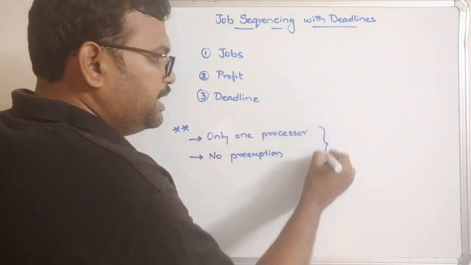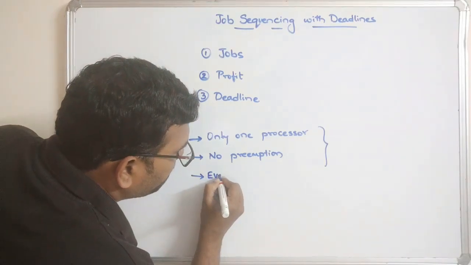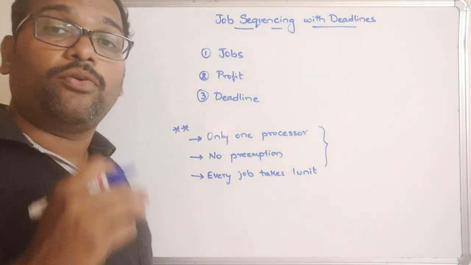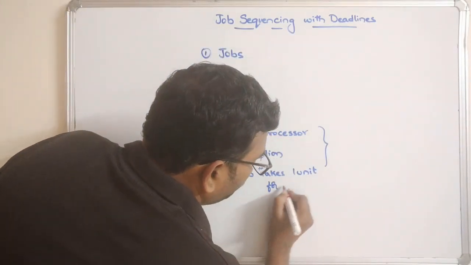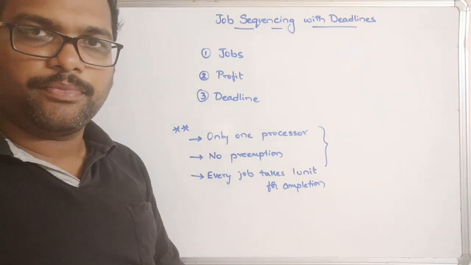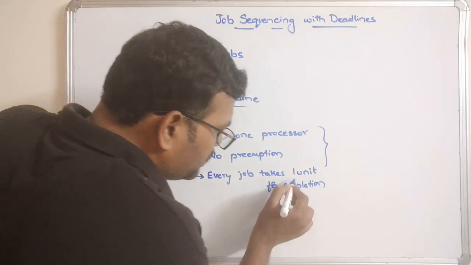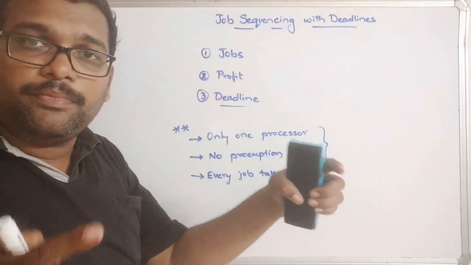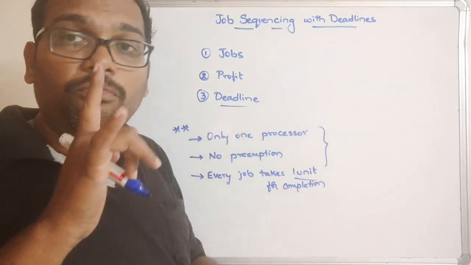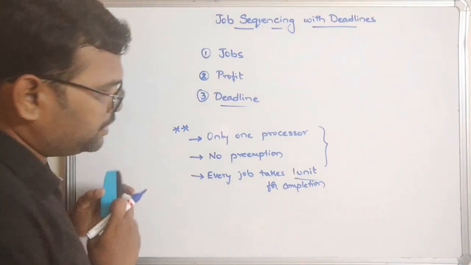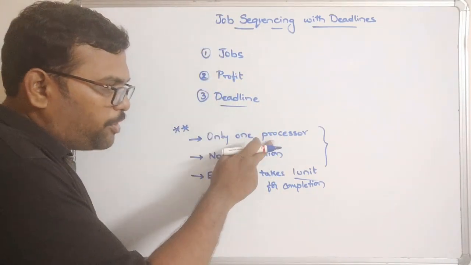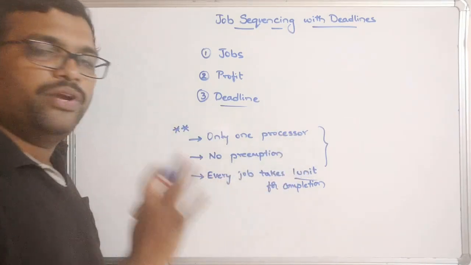And one more: every job takes 1 unit of time to complete. So every job takes only 1 unit for completion. Don't get confused between this deadline and this 1 unit. Deadline means the time by which the job has to be completed, but every job takes only 1 unit. These three things are the most important, and we have to remember them before applying job sequencing: one processor, no preemption, and every job takes 1 unit for completion.